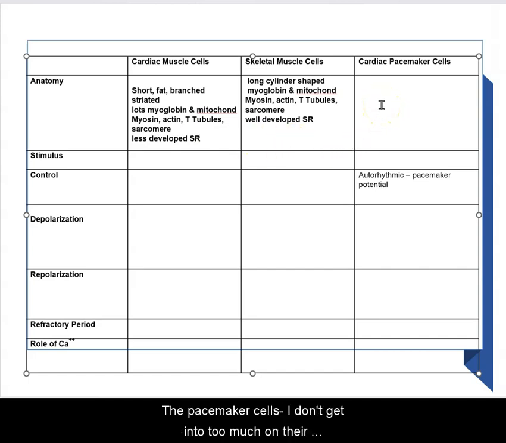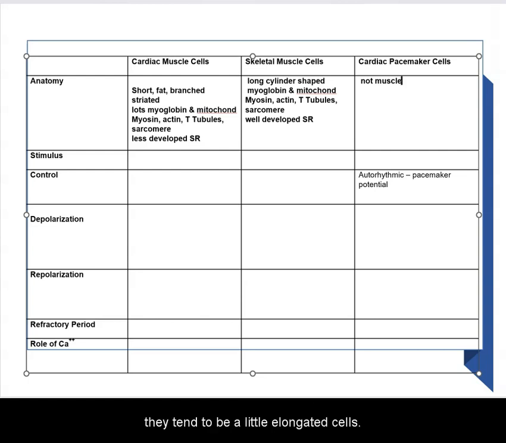The pacemaker cells, I don't get into too much on their anatomy. In fact, they don't really say a whole lot. They're not muscle. They're more like a neuron. So it's not muscle. We'll just say that. That way you don't have myosin, actin, none of that stuff. It's a special electrical tissue. And they tend to be a little elongated cells.